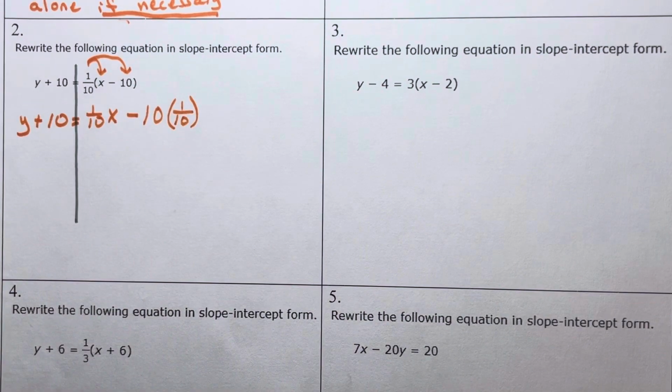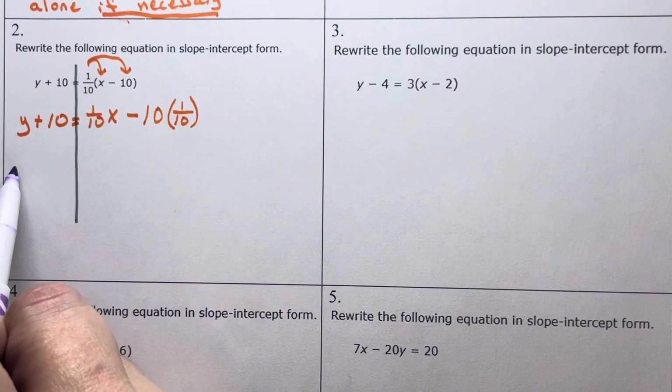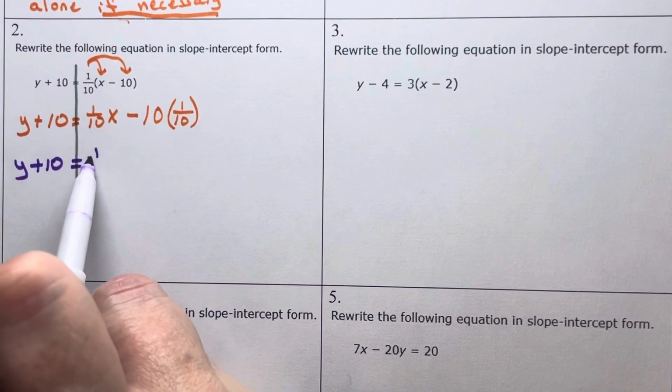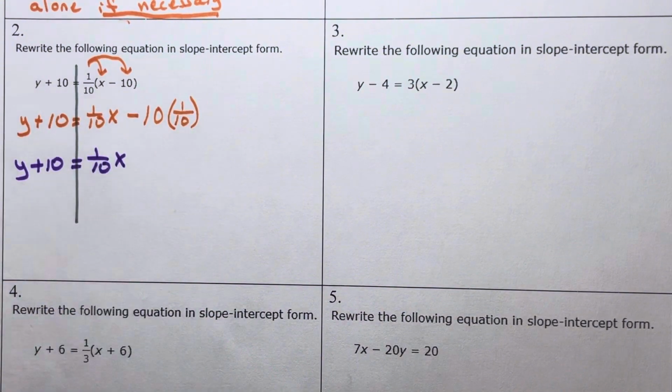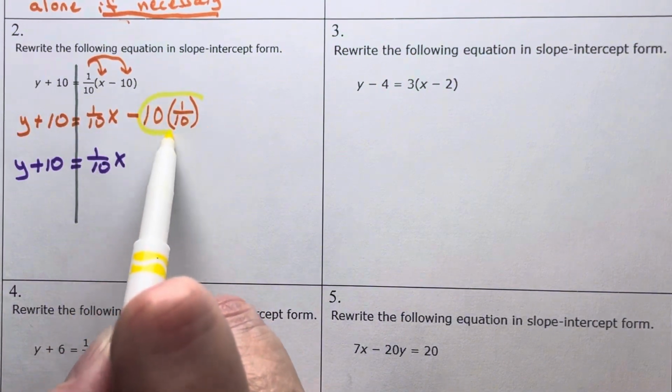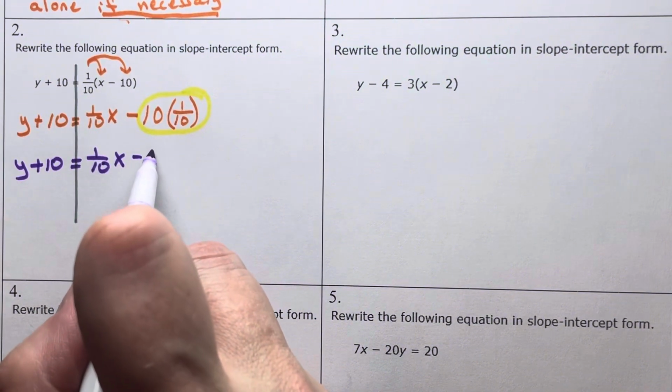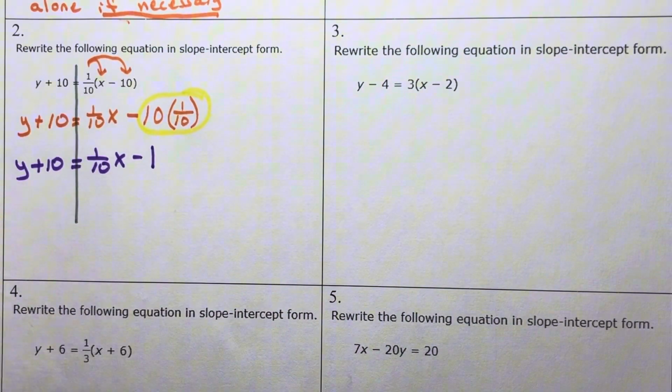Now, if these fractions begin to make you nervous, that's fine. You can practice using your fractions, or you can pull out a handy-dandy calculator to help you out. Let's clean this up. Y plus 10 is equal to our 1/10 x minus, what is the product of 10 times 1/10? Well, it happens to be minus 1. That's just what it is for this particular set of numbers that we are working with.